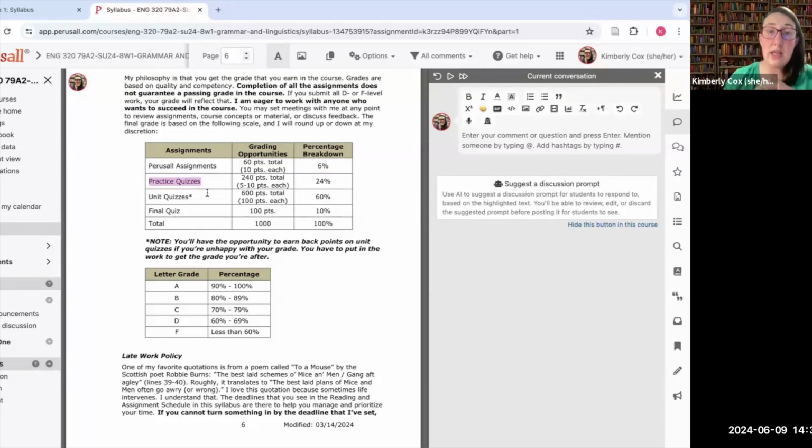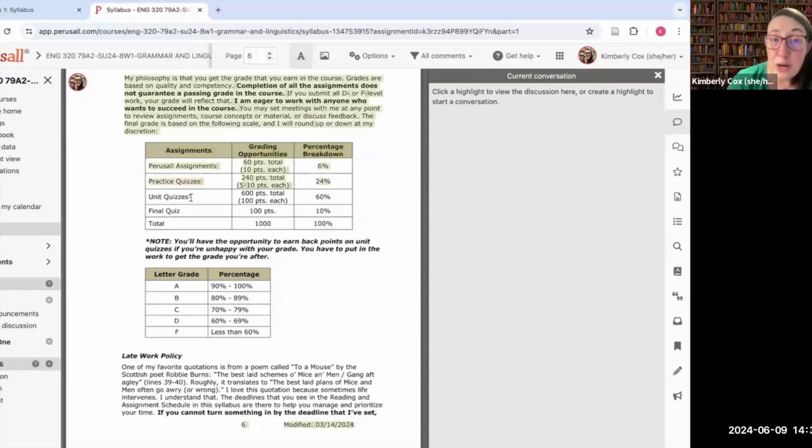Each practice quiz that you take, like I said, is based on completion. It'll be worth 5 to 10 points, depending on the number of practice quizzes in a given week. And you can repeat practice quizzes as many times as you need to. And I highly encourage you to do this before you take the unit quizzes.